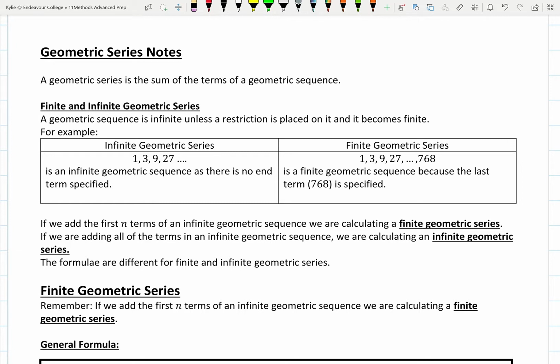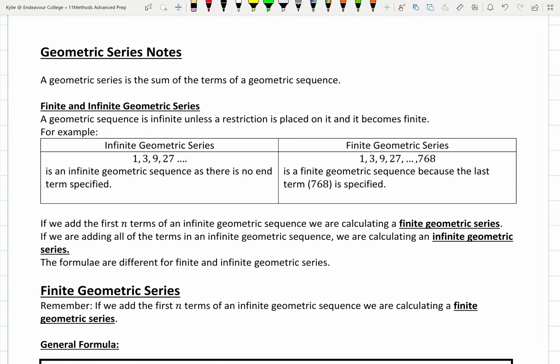Okay, just like we had a look at arithmetic series, which is the sum of an arithmetic sequence, now we're going to have a look at geometric series, which obviously is the sum of a geometric sequence. Geometric series work a little bit differently to arithmetic series though.